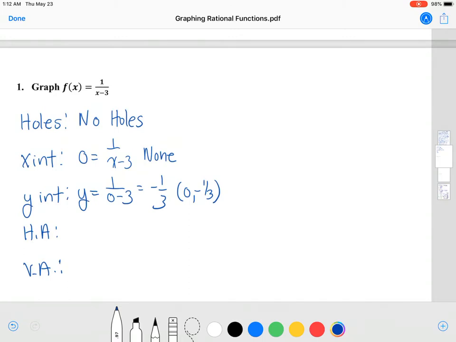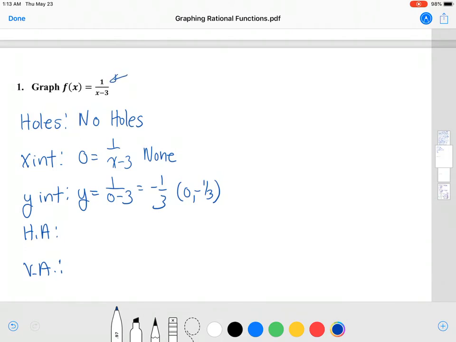Okay, now the horizontal asymptote, we have to refer back to those 3 rules, and you will need to know those for the test. They will not be on your formula sheet. The 3 rules are looking to see if the degree of the top is equal to the degree of the bottom, or if the degree of the top is less than the degree of the bottom, or if the degree of the top is greater than the degree of the bottom. We need to compare those degrees.